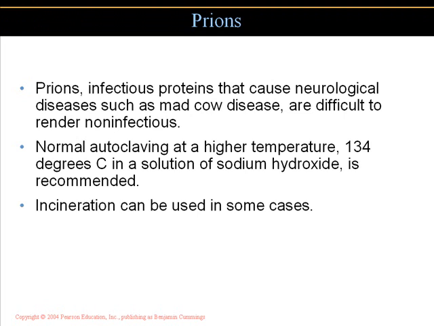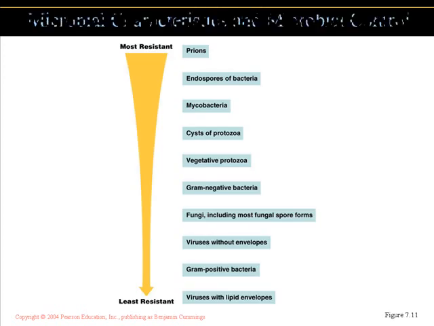And then prions, which are basically infectious proteins, cause neurological diseases. Mad cow disease is the primary disease that we see in the media these days that prions cause, basically infectious proteins. Normal autoclaving at high temperatures, 134 degrees, and a solution of sodium hydroxide is recommended for this. Incineration may be used in some cases, typically for the carcasses of animals that are infected by these substances.